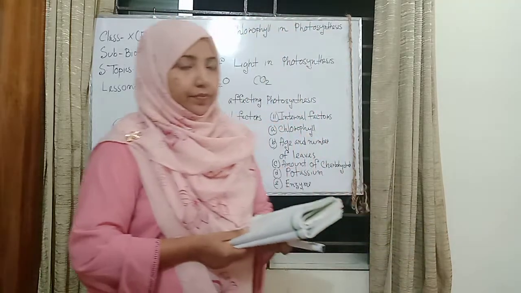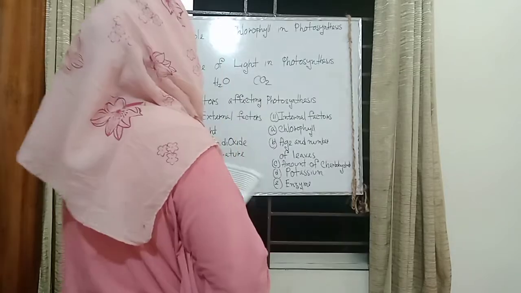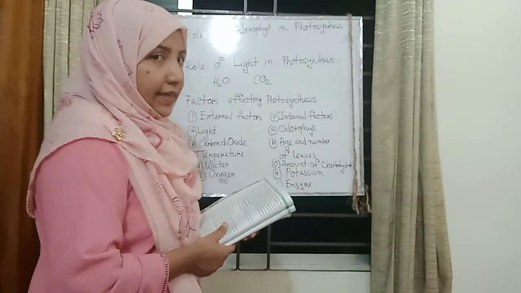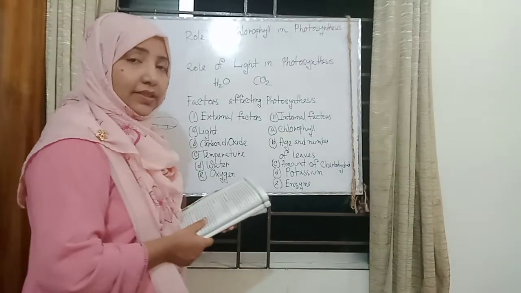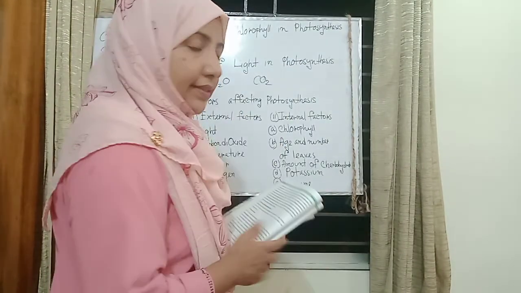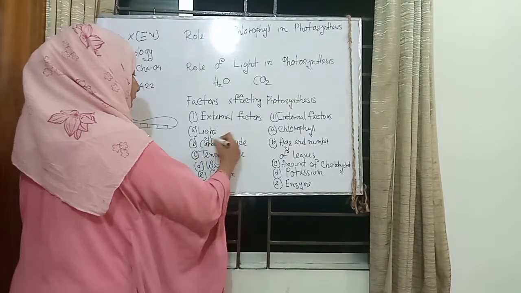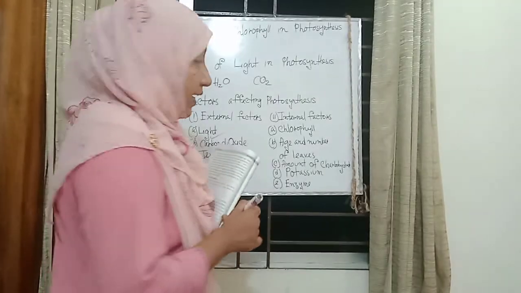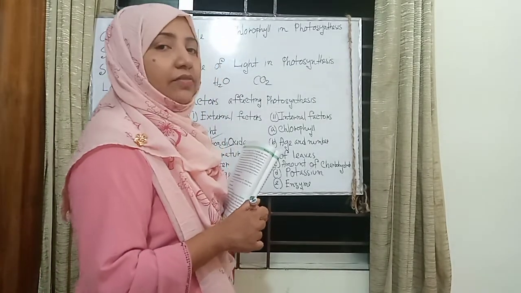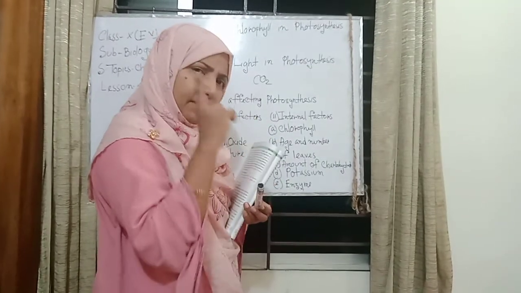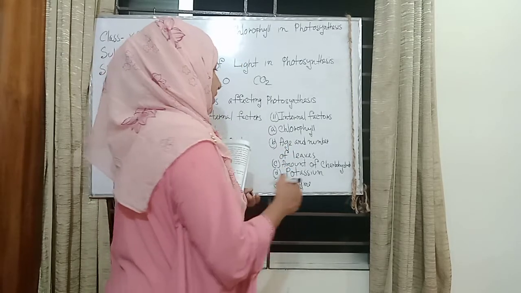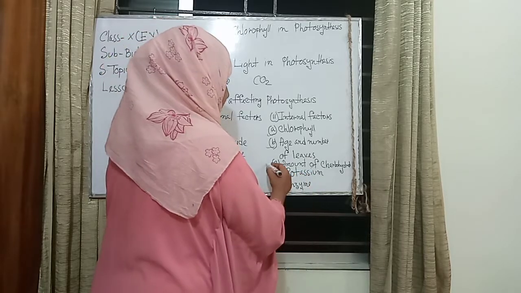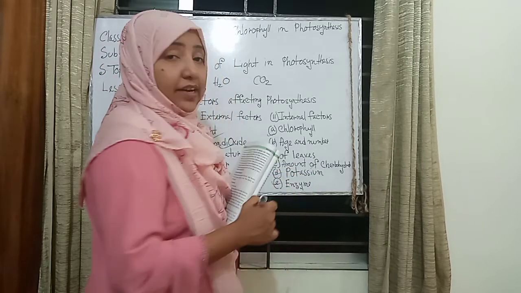My dear students, we have now started our new topic: factors affecting photosynthesis. Basically there are two categories: external factors and internal factors. The external factors I have read are light, carbon dioxide, temperature, water, oxygen, etc. And the internal factors are mainly chlorophyll, the age and number of leaves, amount of carbohydrates, potassium, enzymes, etc.